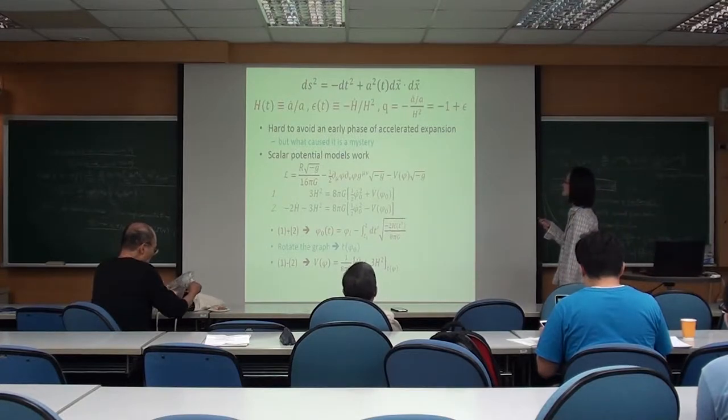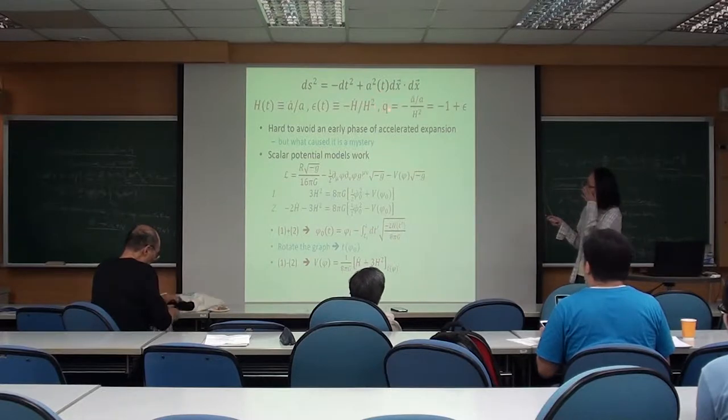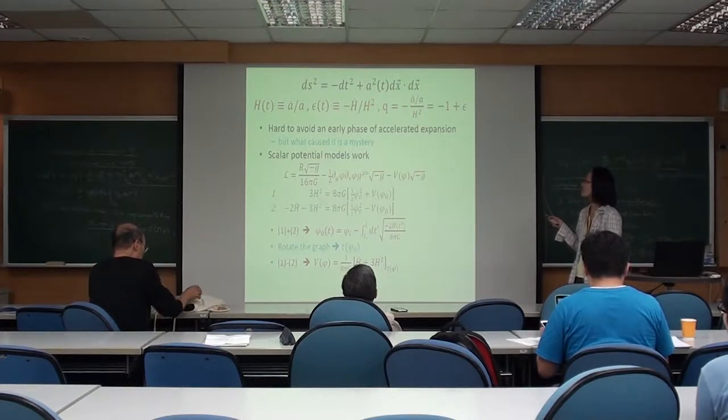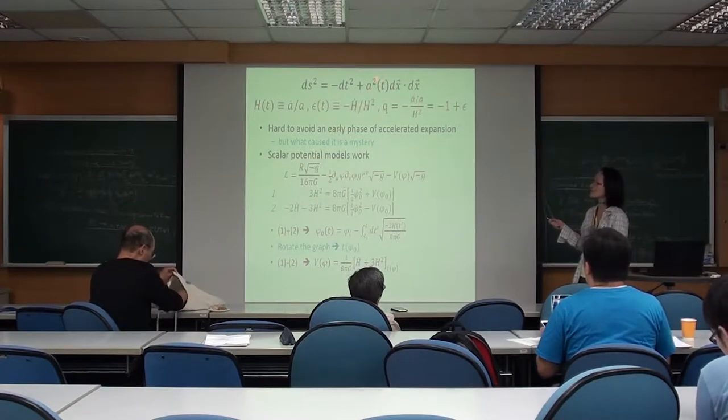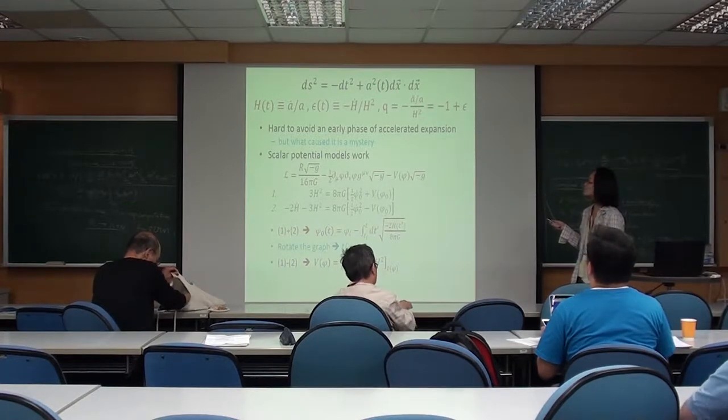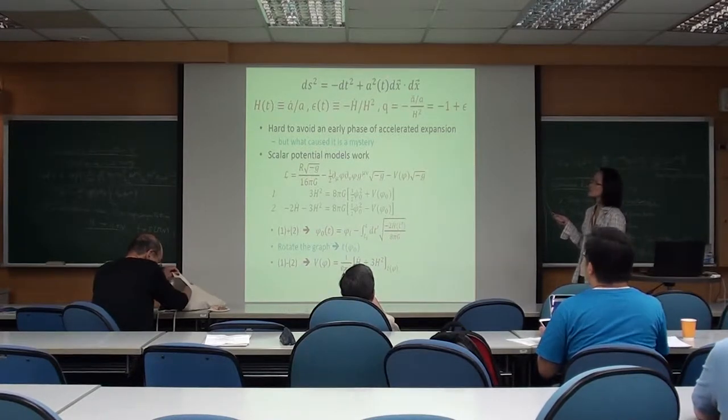I did a long introduction about the background, because we know that on a very large scale, our universe is almost homogeneous and isotropic, and almost spatially flat. So we use this metric to describe it. a is the scale factor, and we control the spatial section of the universe.